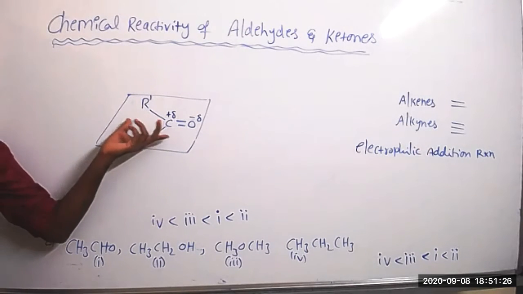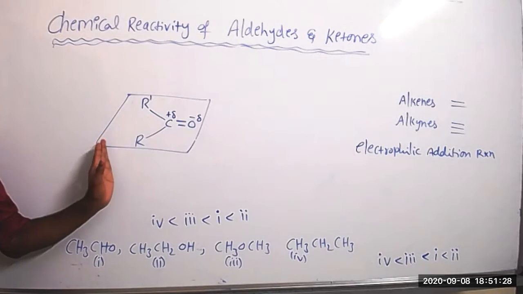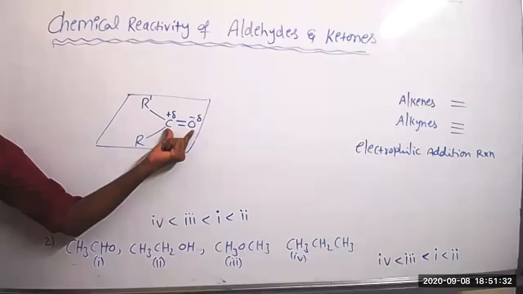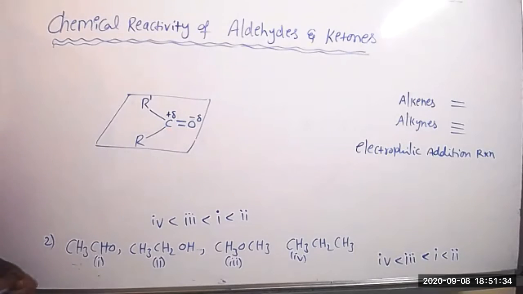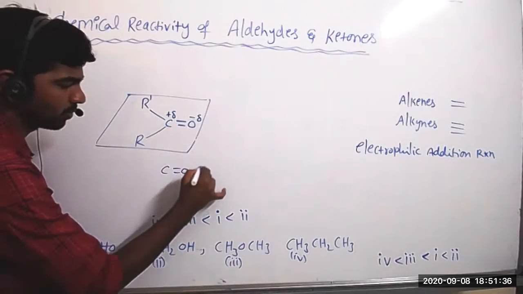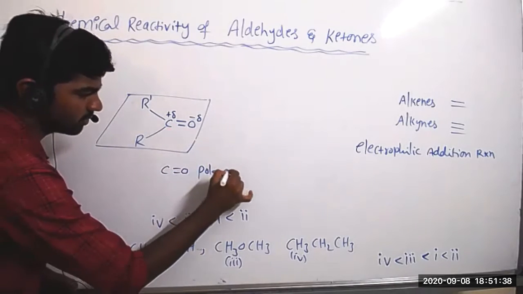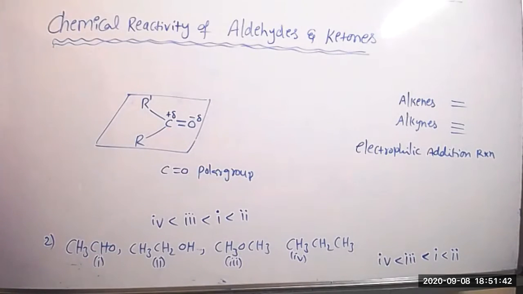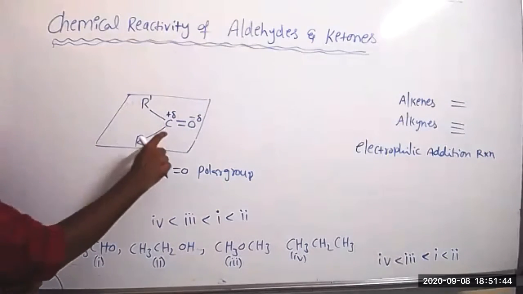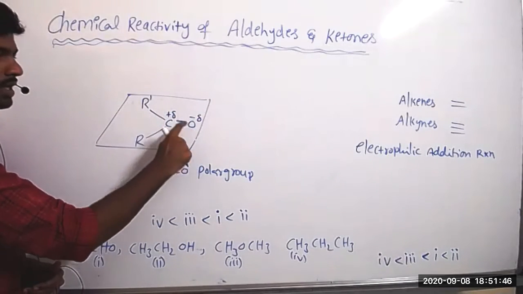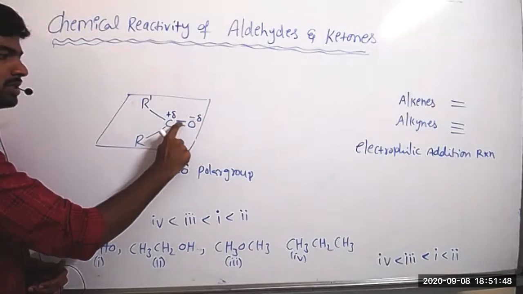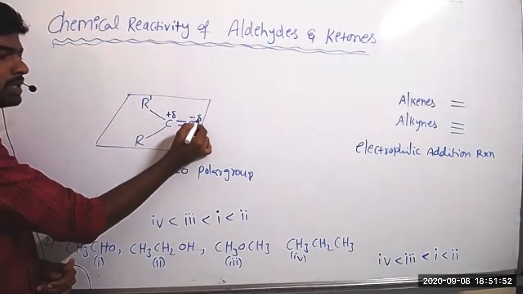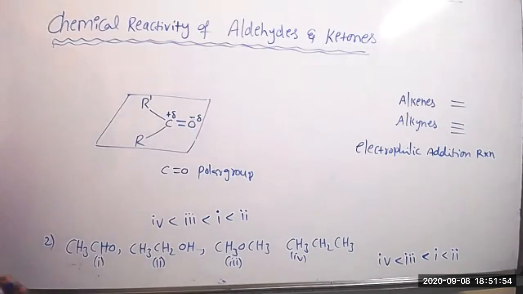Here, either aldehyde or ketone, you take that having a planar shape. The molecule is a planar molecule. This carbonyl group is a polar group. C double bond O is a polar group. Due to high electronegativity of oxygen, the bond pair of electrons shifts towards the oxygen side. That's why it gets partial negative charge. Carbon gets partial positive charge.